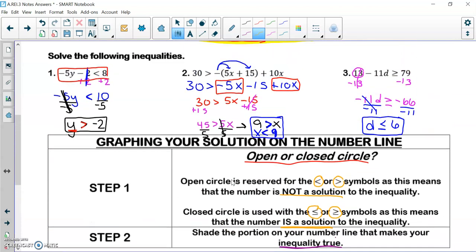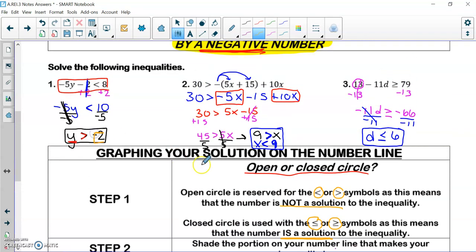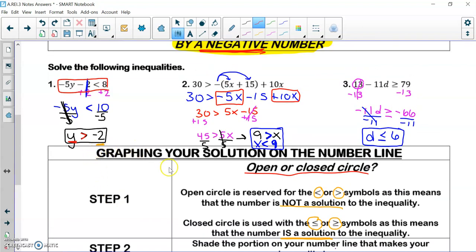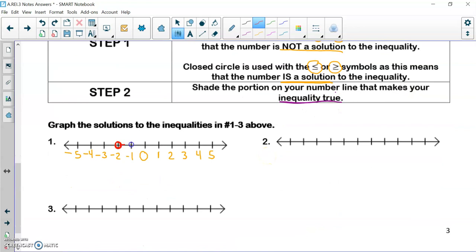Now the number that's involved in my solution to number 1 is negative 2. However, that is not a solution to my inequality because there's no equal to sign involved. Since it's just a greater than symbol, that means we have an open dot at negative 2 on my number line. And we want y is greater than negative 2, so we want all the numbers that are greater than negative 2, which is shading to the right, to be shaded in. All these numbers, including numbers beyond this number line, are solutions to your inequality.